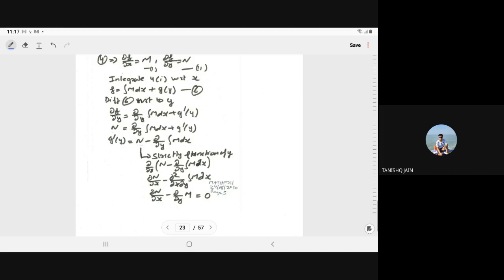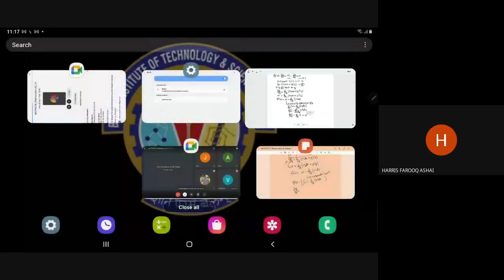So now it will become del n by del x minus... Sir, can you turn on the pointer of your mouse? The pointer isn't showing up. Okay, just wait a bit.